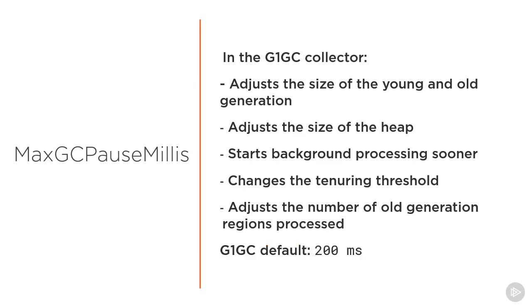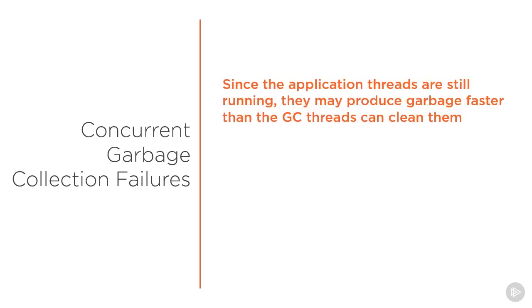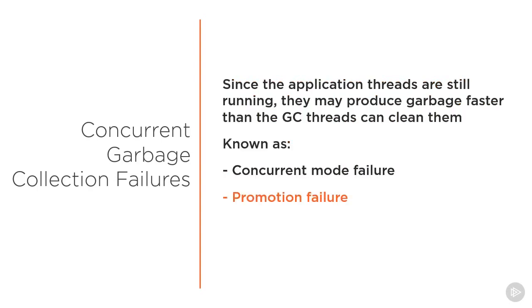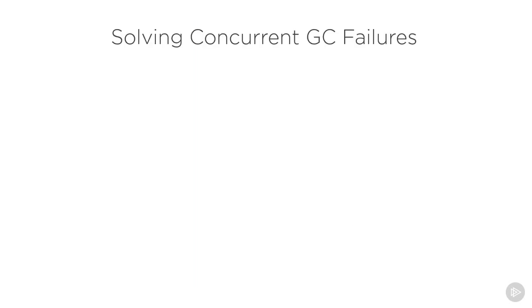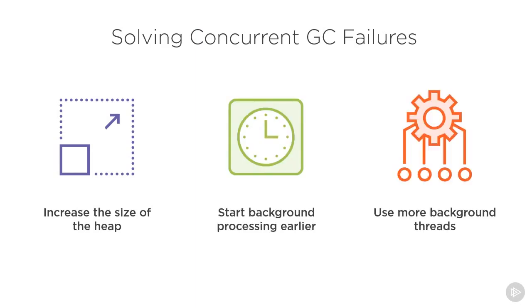Like the now deprecated CMS collector, G1GC is a concurrent collector. This means that some of the phases of the garbage collection process can be running concurrently with application threads. This can lead to a situation where the old generation runs out of memory while the collector is in the middle of the garbage collection process, since the application is still running and is producing garbage faster than it can be cleaned. This situation is known as either a concurrent failure mode, a promotion failure, or an evacuation failure, depending on when the failure occurs. If you see a lot of these failures in the GC logs, the solution is either to increase the size of the heap, start G1 background processing earlier, or speed up GC processing by using more background threads.